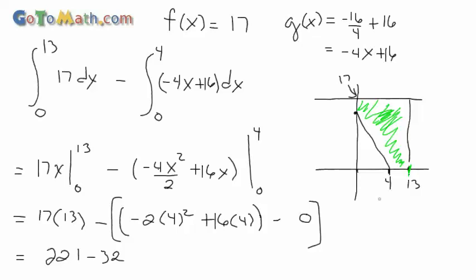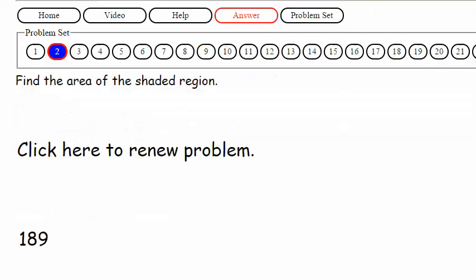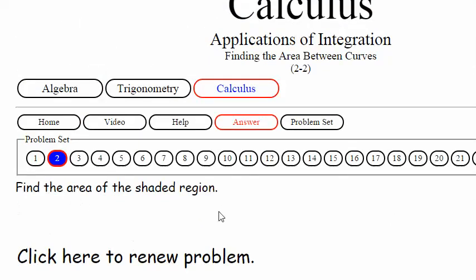Okay, so we got 221 minus 32. 189. So we got a total here of 189. Let's move over. I'd already clicked that. 189. So that's what we got. Of course, it's area, it's square units, but we're not putting that in there.